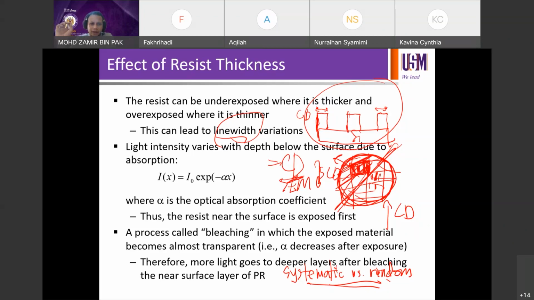So light intensity varies with depth below the surface due to absorption. So this is an expression or equation that we use because we learned this one last time during 386. Light intensity varies with the depth below the surface due to absorption, right? Intensity at any position, Ix, any distance into the surface, resist or silicon or whatever, equals I naught. I naught is the peak intensity at the surface, times exponential negative absorption coefficient times the distance.